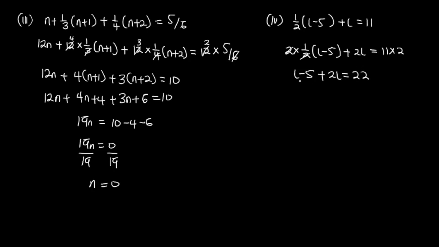Now, L plus 2L will give me 3L is equal to 22. Then I send the negative 5 here to the right hand side. It becomes positive 5. So I have 3L is equal to 22 plus 5 will give me 27. I divide both sides by 3, and then I get my value for L to be 27 divided by 3 will give me a value of 9 as my answer.